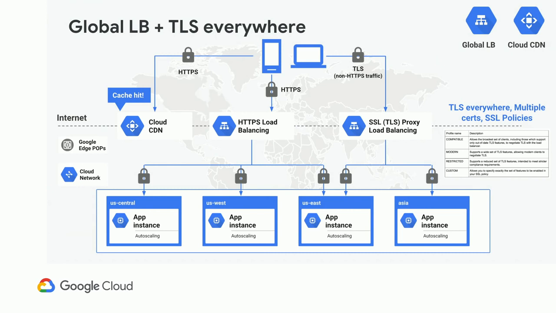And by virtue of our global infrastructure, here I have an example where I have workloads in US Central, US West, US East, as well as Asia, right? So my customers in Asia can access the application with a lot less latency than if it were in US West.